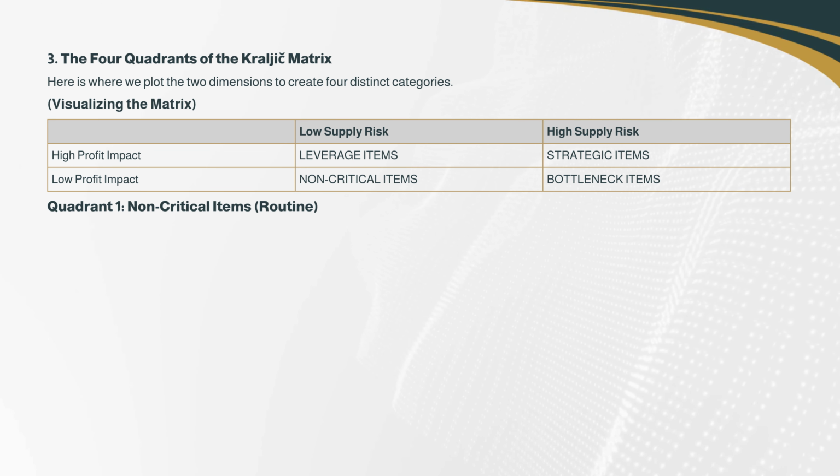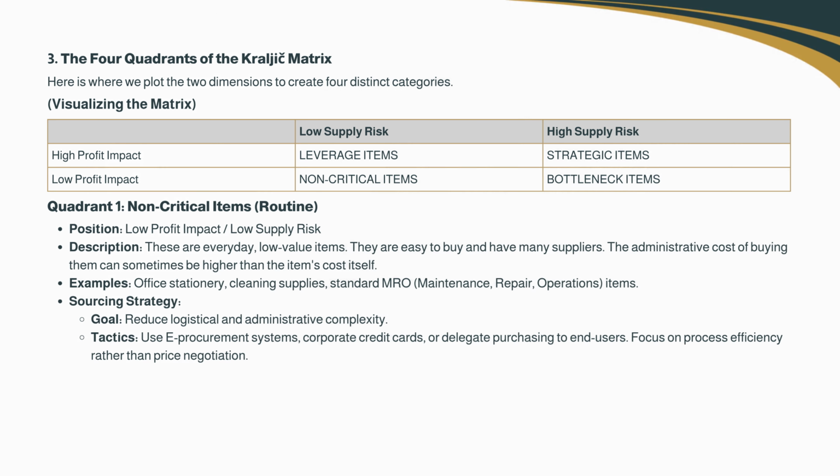Quadrant 1. Non-critical items, routine, position, low profit impact, low supply risk. Description: these are everyday, low-value items. They are easy to buy and have many suppliers. The administrative cost of buying them can sometimes be higher than the item's cost itself. Examples: office stationery, cleaning supplies, standard MRO, maintenance, repair, operations, items.